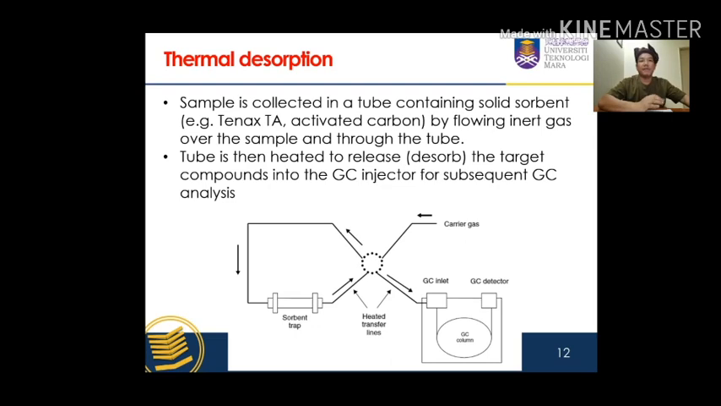After the monitoring is done, the tube is brought back to the lab for analysis. The tube is then inserted into the GC thermal desorption unit, where the analytes are desorbed directly into the gas chromatograph by flowing nitrogen over the sample. This diagram shows how thermal desorption is pushed to the GC column.